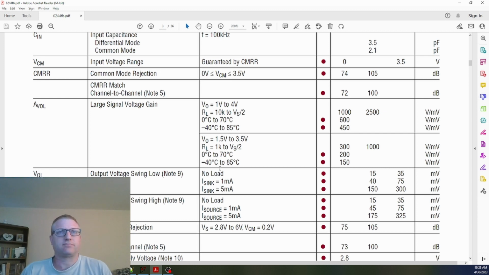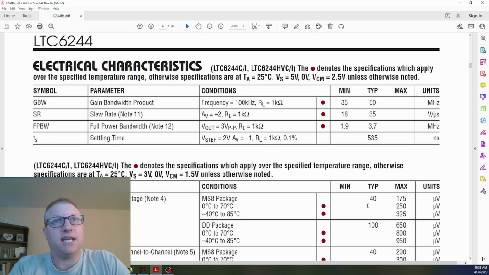So here you can see they're listing the gain bandwidth and the slew rate. The gain bandwidth.